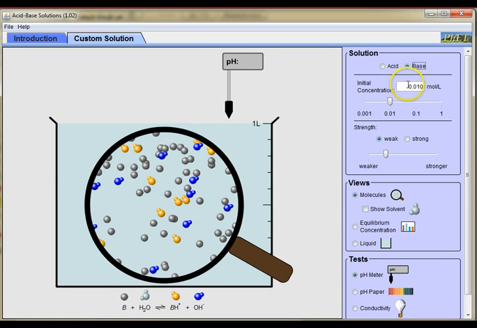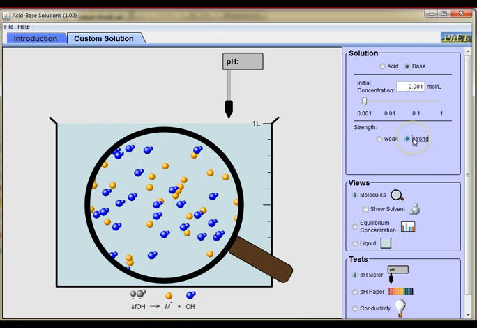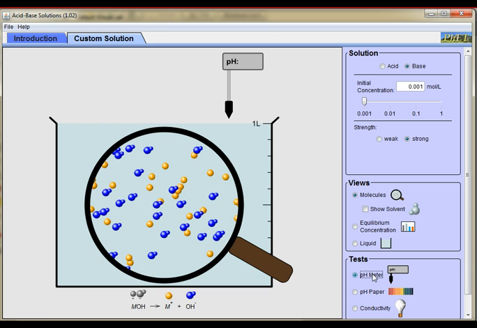All right, so let's convert it into a base. Set the initial concentration to 0.001 moles per liter, so we decrease the concentration to the lowest concentration. Set the base strength to strongest. It is still at weak, so let's make it a strong base. And show the pH meter. So the pH meter is up.